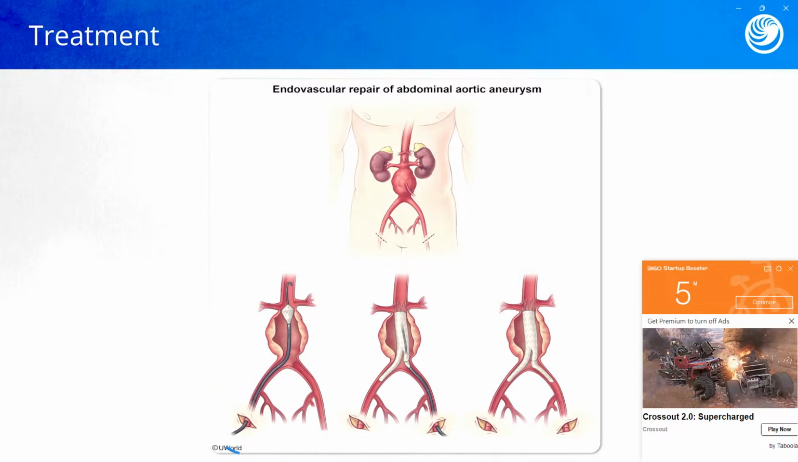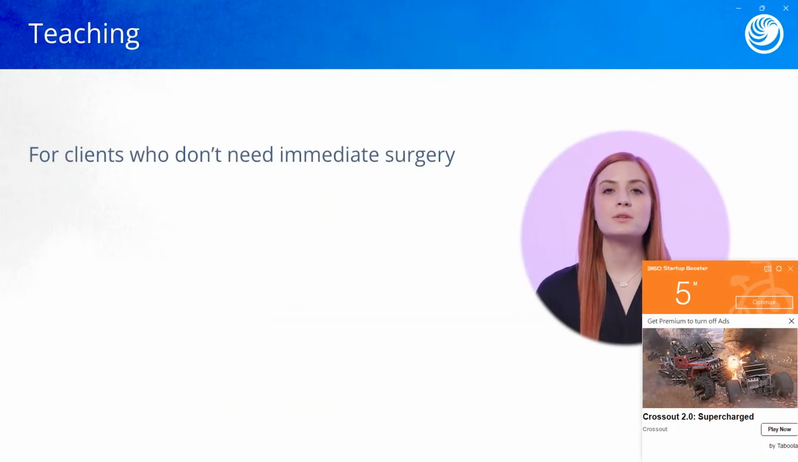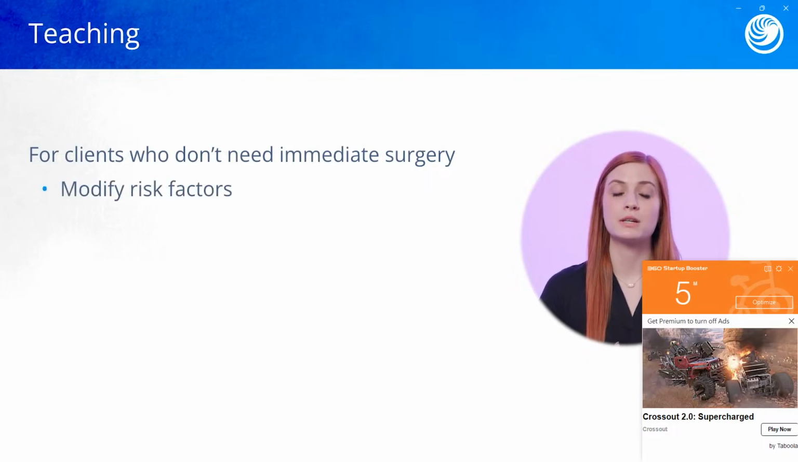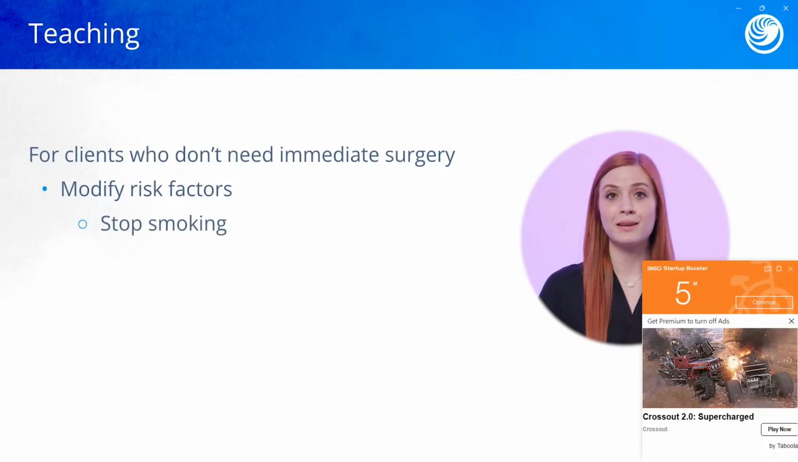With endovascular repair, a catheter is placed up the femoral artery and into the aneurysm space. A stent is deployed and left in place while the catheter is removed. The stent helps to restore blood flow and prevent aneurysm rupture. For clients who don't need immediate surgery, we want to help them understand their risk factors and how to modify them. The biggest is to stop smoking if they are a smoker. We need to control their blood pressure. So quitting smoking is going to help control blood pressure.